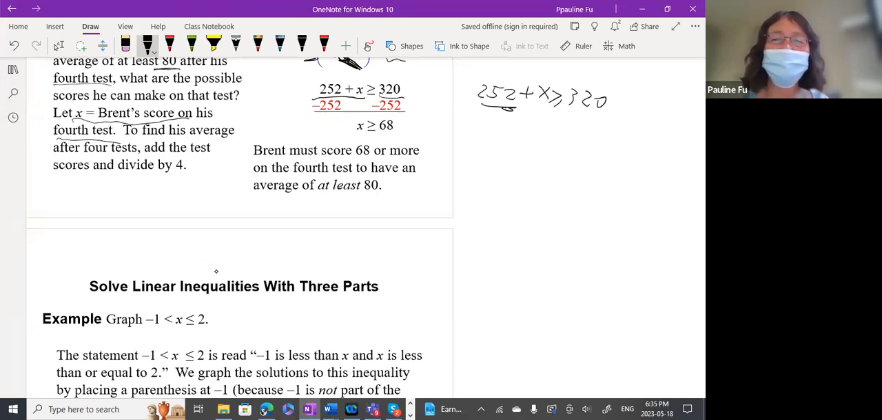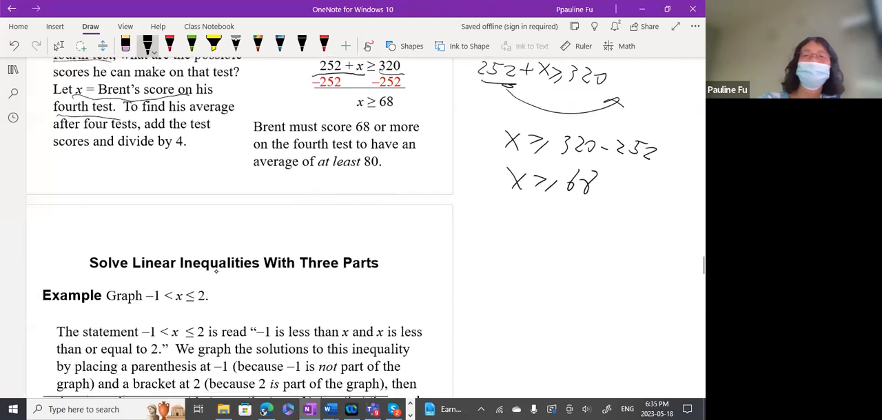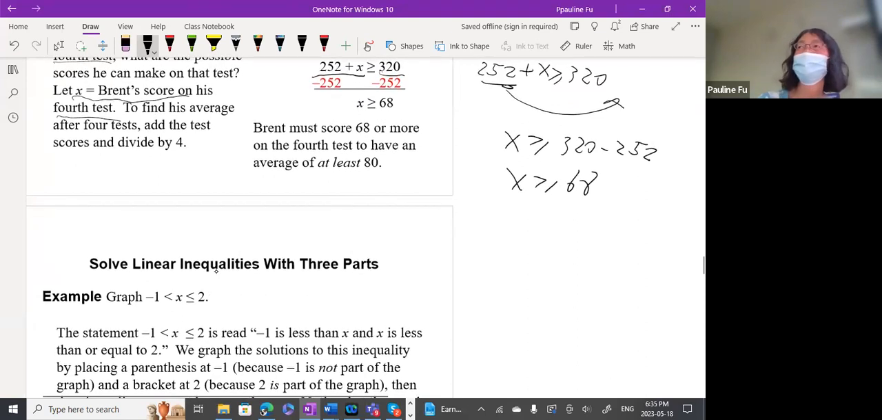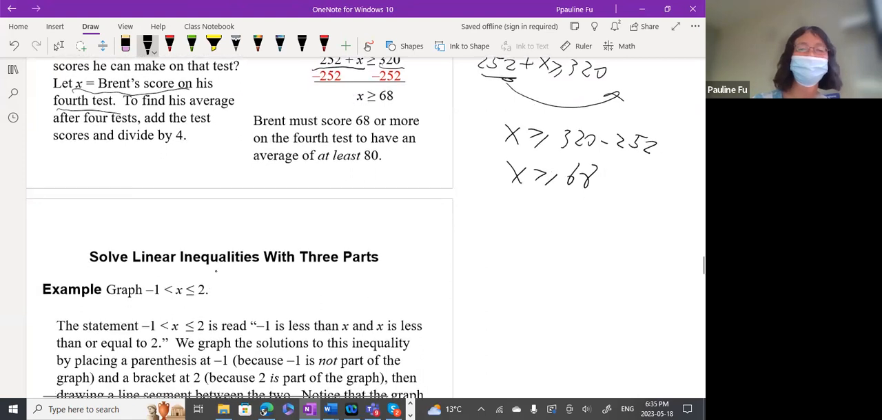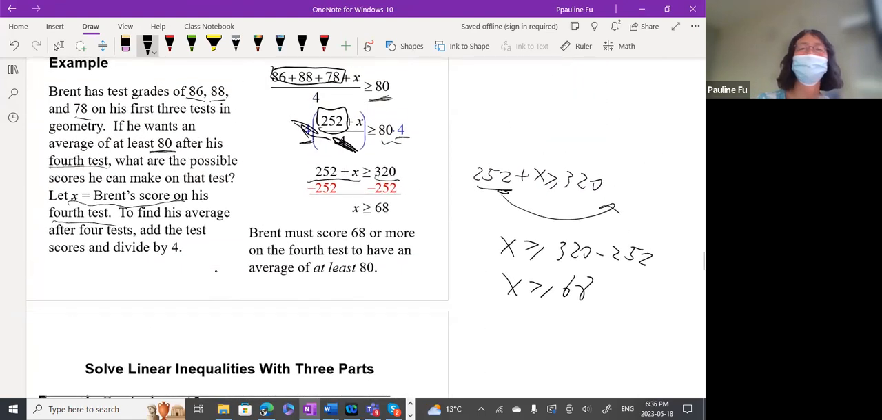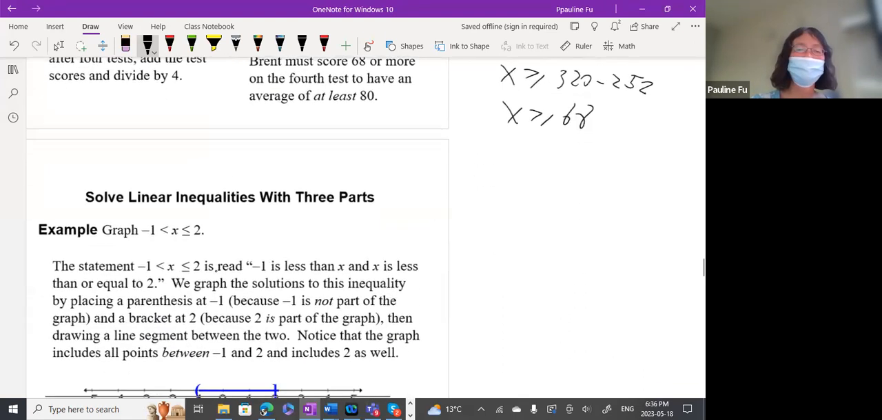So move this to the right-hand side. X greater or equal to 320 minus 252, X greater or equal to 68 is the final answer. Okay, so the student must get at least 68 so that the average is at least 80. Questions? Okay, next example.